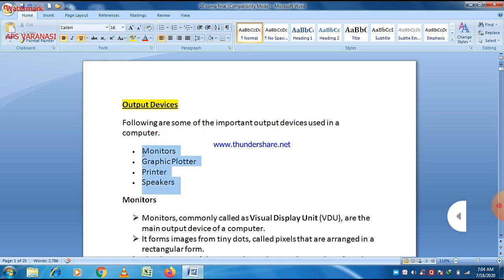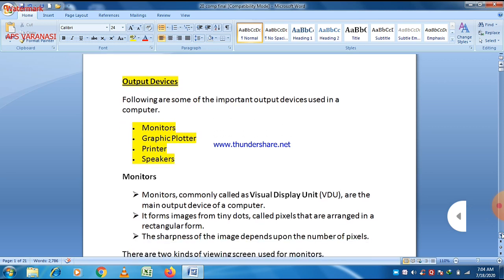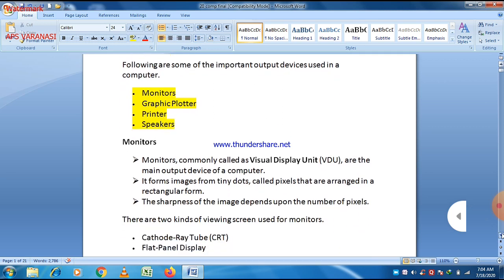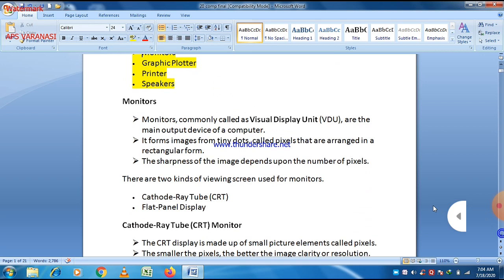So there are some output devices. As we know, the monitor is an output device, along with the graphic plotter, printer, and speakers. These are some of the most common output devices. So let us take them one by one. First of all, monitors.